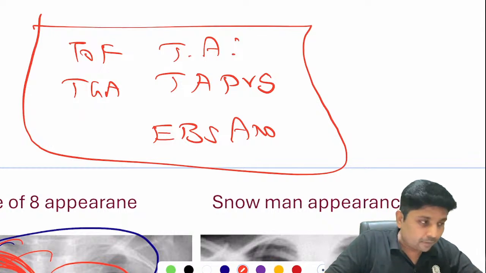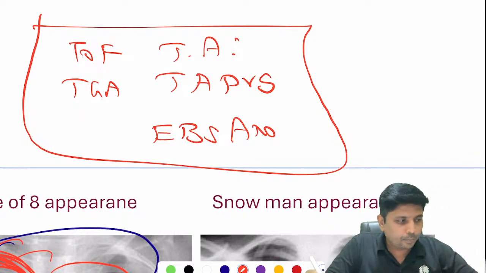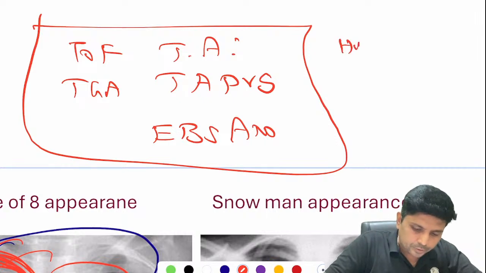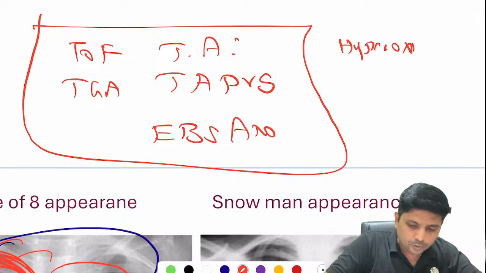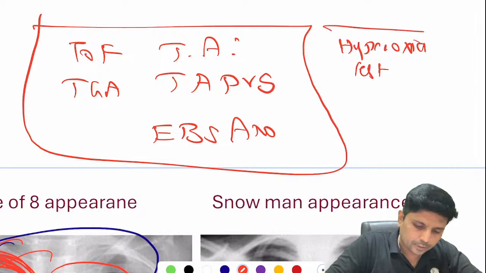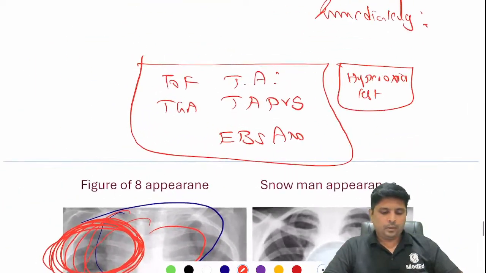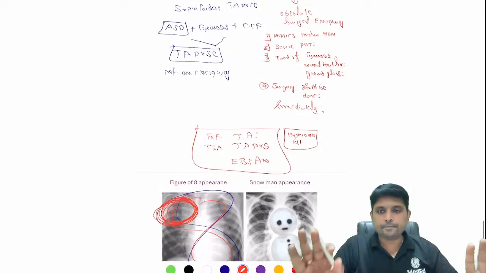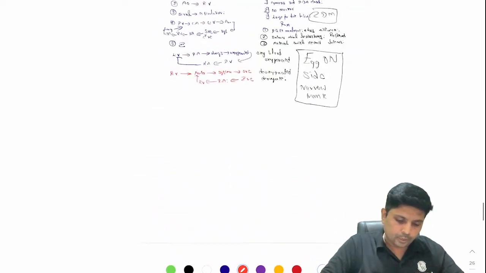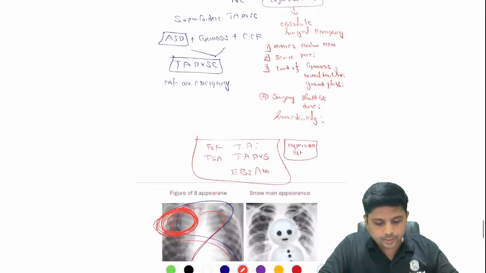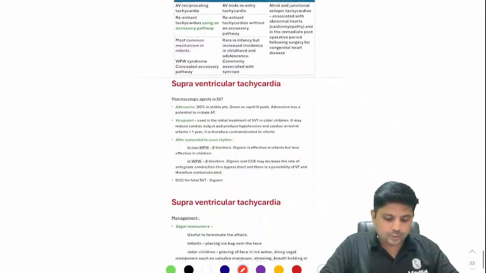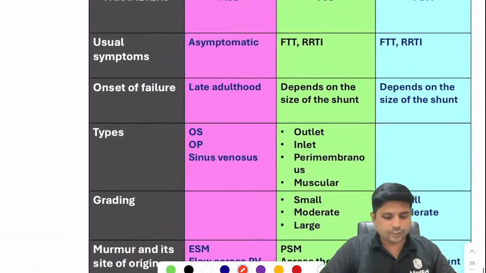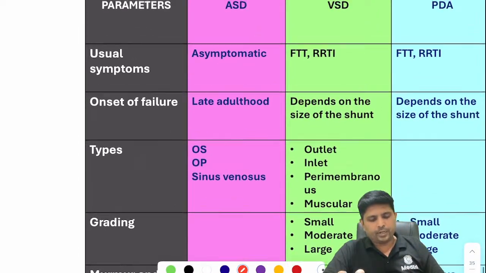Apart from that, we have learnt about one more thing. What? Hyperoxia test. Learnt about the hyperoxia test. Okay, right. Cyanotic congenital heart disease is over. So let's concentrate on acyanotic congenital heart disease.